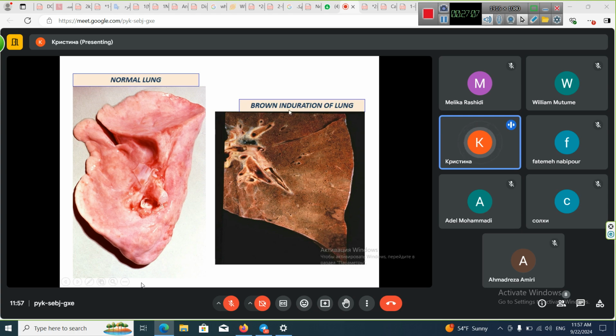What does brown induration mean? Brown means change of color. You see that the color here is brown. Induration means hardening. Dura is the Latin word meaning hard. So brown induration literally means that the lung becomes brown and hard. Normal lung should be pink and soft.